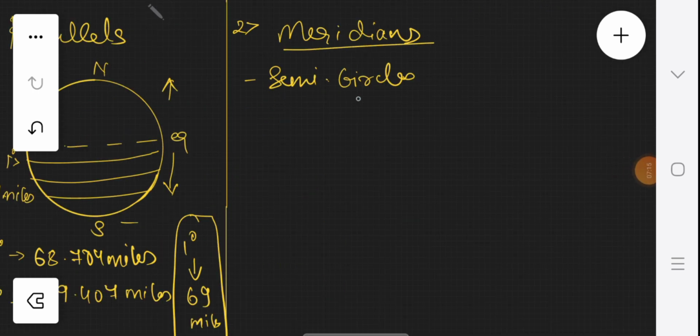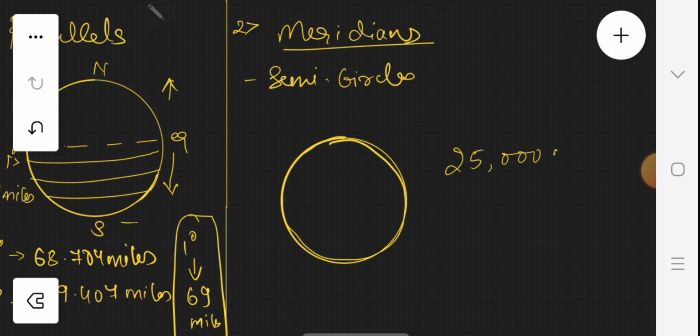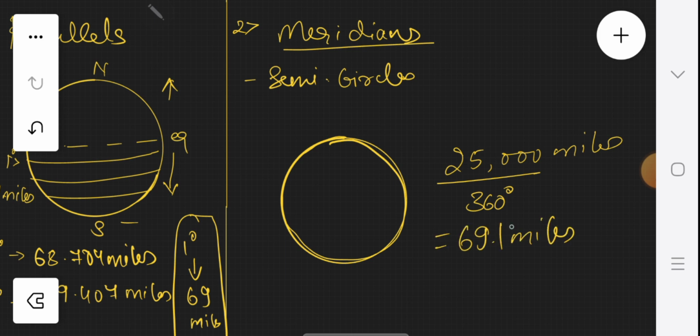Coming to the meridians or the longitude, if we consider the Earth, the circumference, if you draw a circle over here, is around 25,000 miles. And if we divide by the total degrees that a circle has, we get around 69.1 miles. So this is the value of one longitude, the distance between one longitude to another longitude.